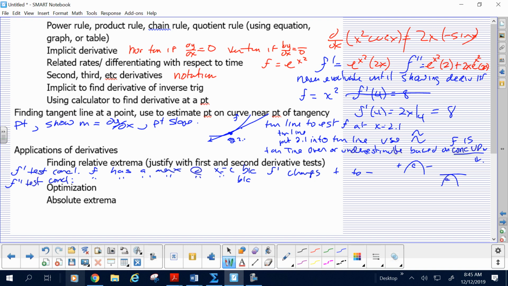F prime is 0 to establish a horizontal tangent, and F double prime is negative at that point. It's not before and after, it's at that point, this is what's going on.